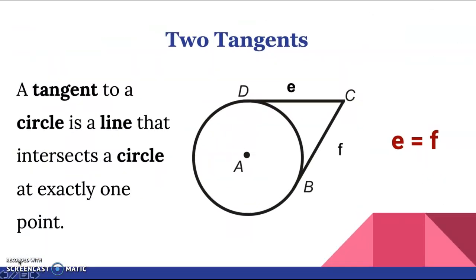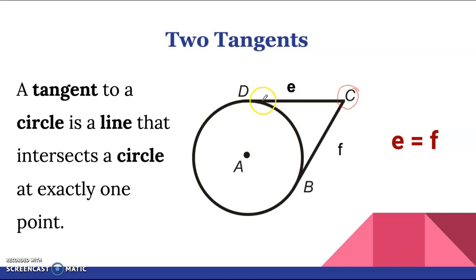Two tangents. A tangent to a circle is a line that intersects a circle at exactly one point, which most of you know exactly what a tangent is. It's just a line that touches the circumference of the circle one time. Now here's the part of it. When two tangents are drawn, they intersect at a specific point. So this is the common point that they share.